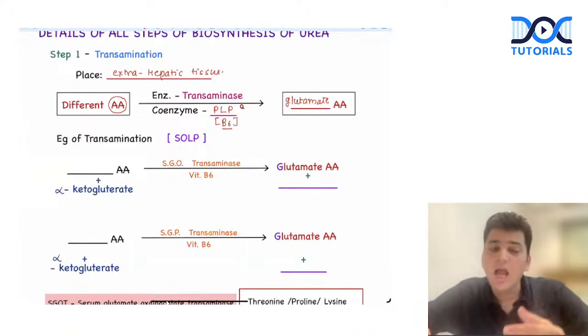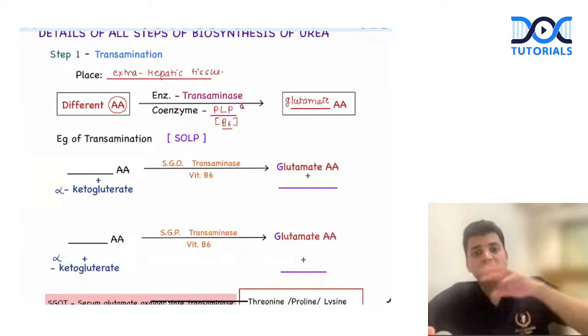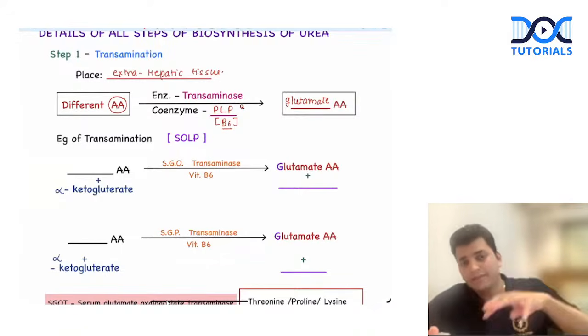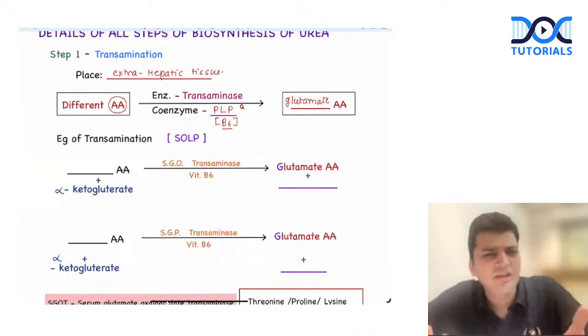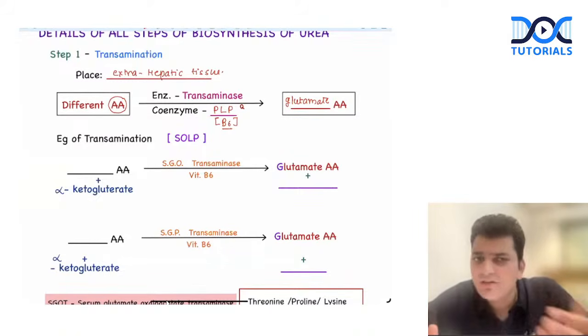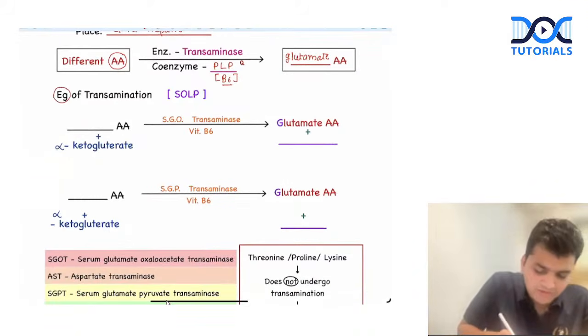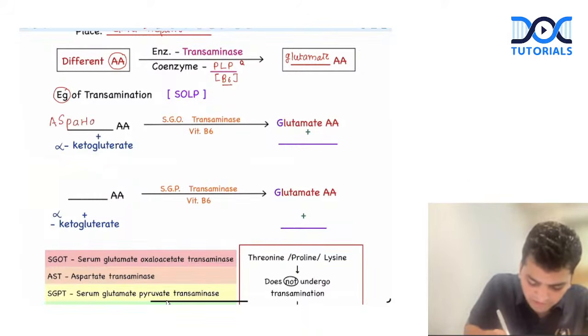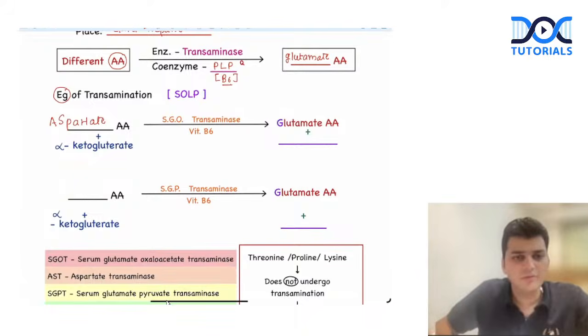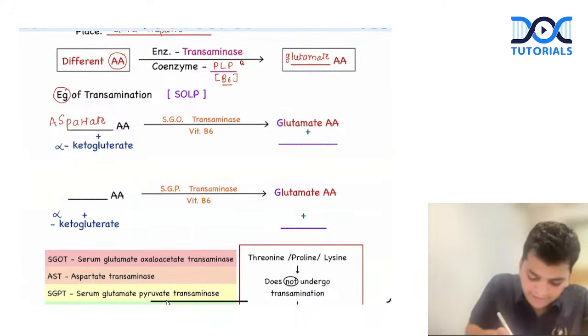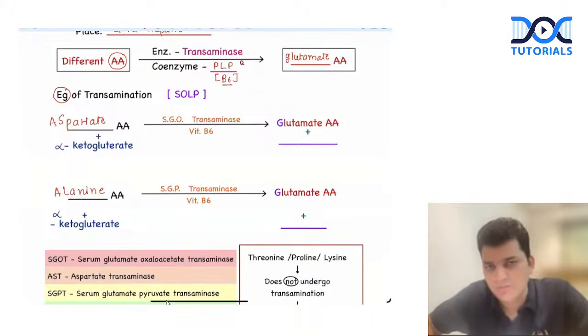But how will the aspartate convert into glutamate, how will the alanine convert into glutamate? There are so many transamination examples. We can't remember all the transamination examples. So we are just going to remember 2 examples of transamination: how aspartate converts into glutamate, and how alanine converts into glutamate. These are the 2 examples we'll try to remember. And why? Because they are clinically very important.